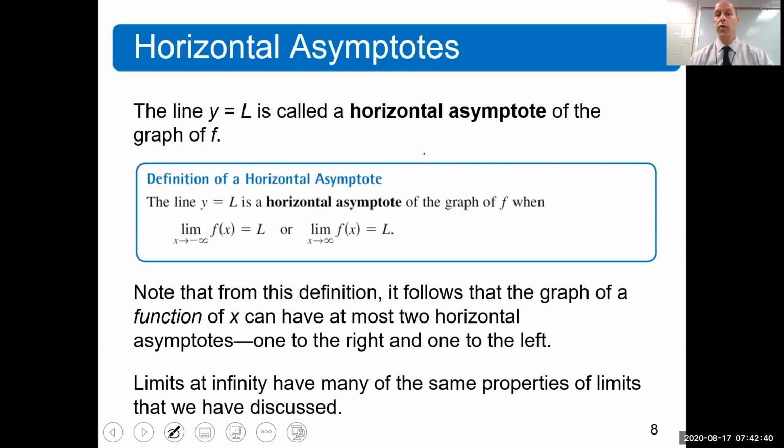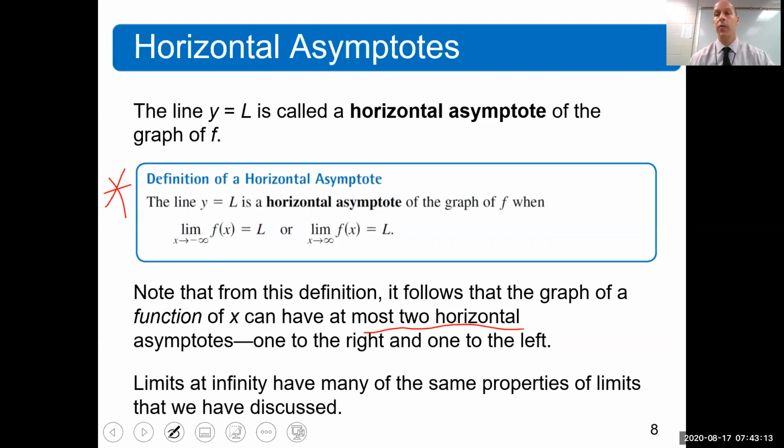The line y equals L is called a horizontal asymptote of the graph of f. And then here's our definition. This is important. The line y equals L is a horizontal asymptote of the graph of f when the limit of f of x as x goes to negative infinity equals L, or if the limit of f of x as x goes to positive infinity is equal to L. Note that from this definition, the graph of a function of x can have at most 2 horizontal asymptotes, one on the left and one on the right.